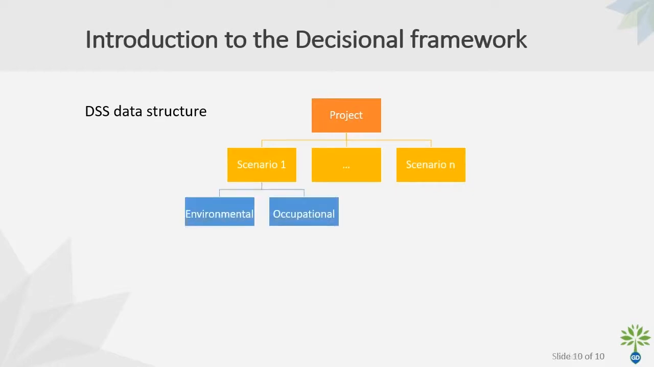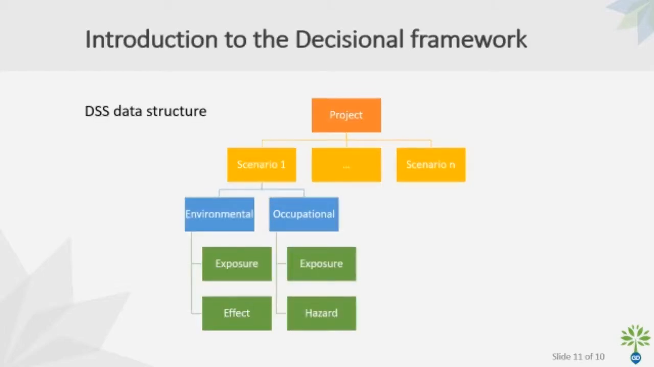Then, inside each scenario, data is divided in the environmental and occupational part, so that we can evaluate risks both for the environment and for the workers. Inside these two different ways of assessing risks, we always have information about exposure, so environmental exposure and occupational exposure, and about effects in the environment and hazard posed to workers. For each of these data that is needed by the decision support system, in silico models are provided to generate the information.